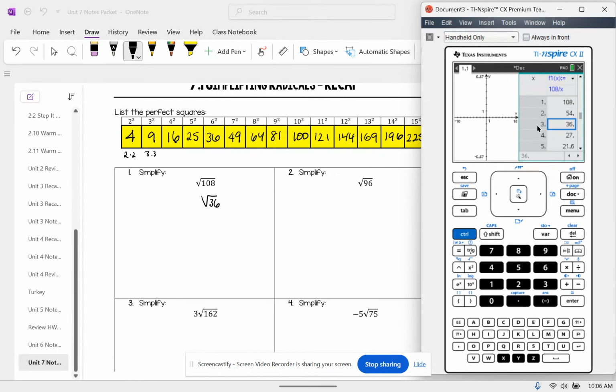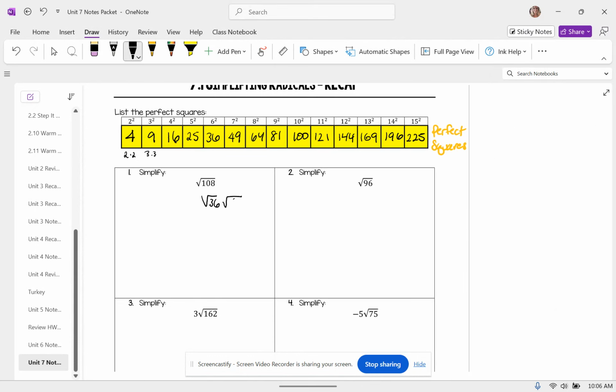Now I'm going to look for his pair, which is radical 3. So what I've done is I've split up this radical into 2 radicals, and each radical is a factor. If you multiply these 2 radicals together, you would end up getting 108, okay?